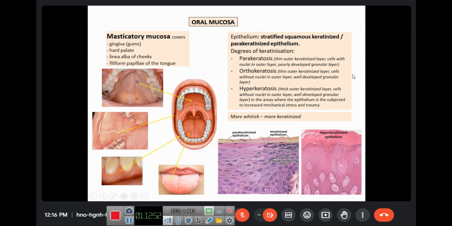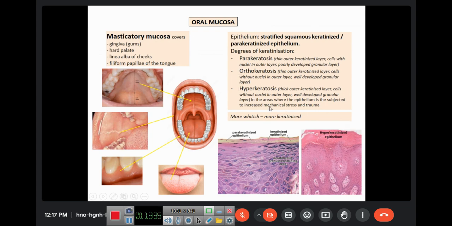Orthokeratinized epithelium is just the same as we have seen in skin. So ortho means true keratinized epithelium with 4 or 5 layers, including stratum basale, stratum spinosum, stratum granulosum, which is absent in the parakeratinized epithelium, as you can see here. So stratum granulosum with keratohyalin granules in the cytoplasm of the cells. And next, stratum corneum with no cell nuclei seen here. So this is the true keratinized epithelium, which is called orthokeratinized.